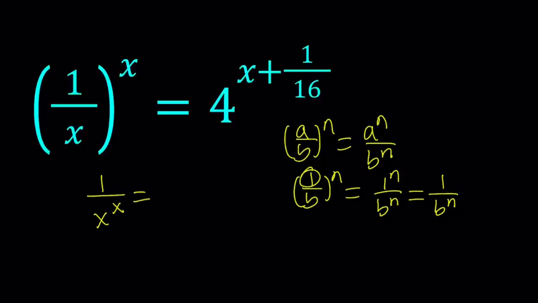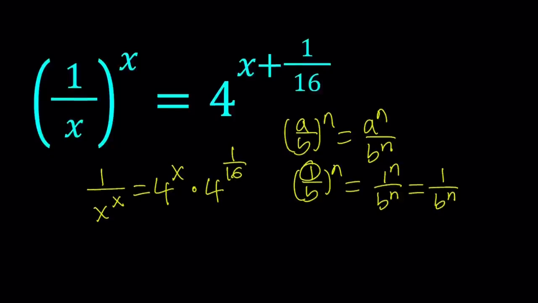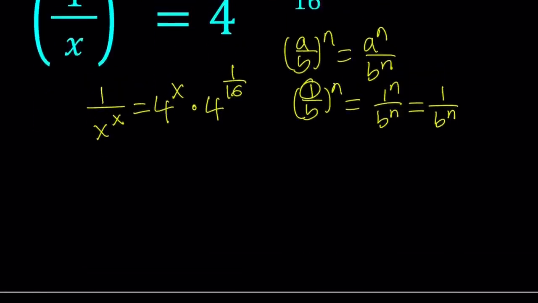Great. Let's go ahead and split these up into a product, 4^x times 4^(1/16). So I'm going to go ahead and present the solution method, and then we're going to take a look at the graph of some functions. Okay, great. Let's simplify this a little bit more, or manipulate it. I want to multiply both sides by x^x. I want to get rid of all the fractions. So we get x^x times 4^x times 4^(1/16) equals 1.